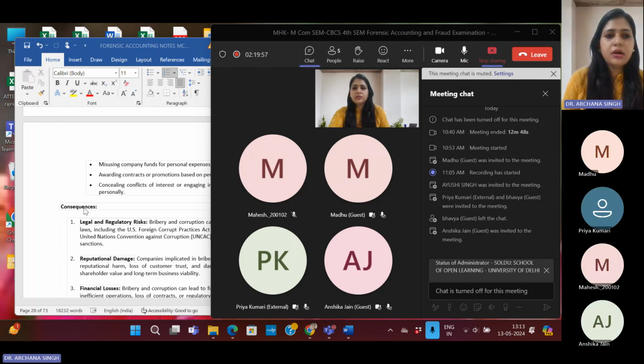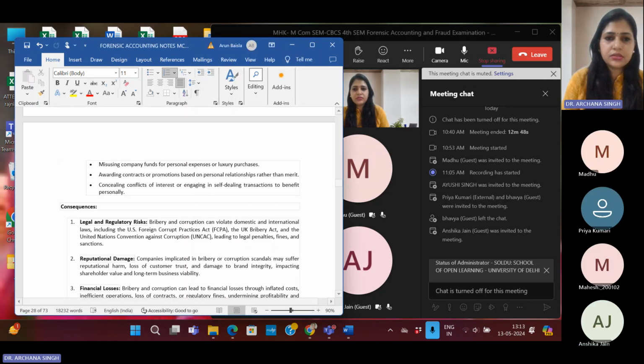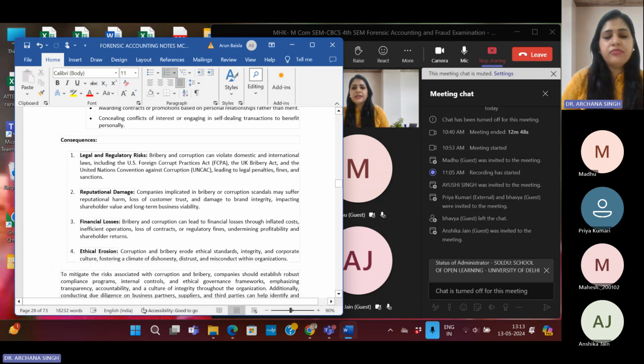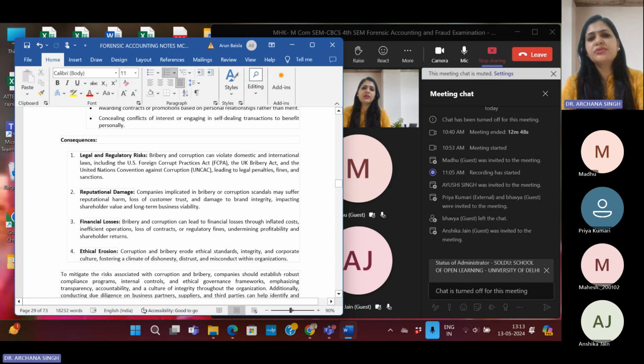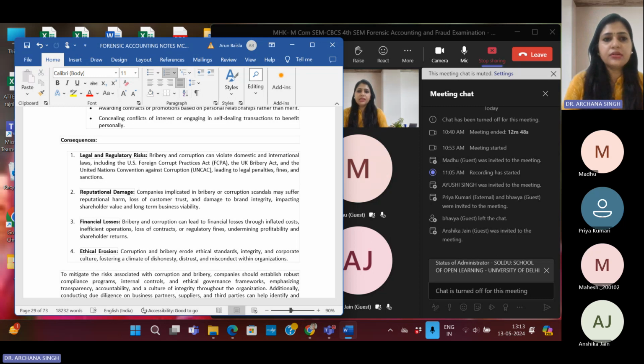Okay, so now what are the consequences of this? Consequences basically are in the form of legal and regulatory risk, meaning bribery and corruption can violate domestic and international laws, including the US Foreign Corrupt Practices Act, the UK Bribery Act, or the United Nations Convention Against Corruption, which may lead to legal fines, penalties, and sanctions.